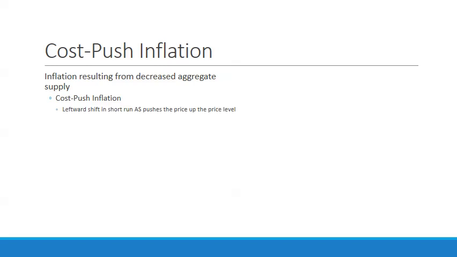Now, the other way inflation is generated is through cost push inflation. So this is inflation resulting from decreased aggregate supply. So whenever we see a shift in aggregate supply here, we're talking about, of course, a situation creating inflation or deflation. In this case, whenever we see cost push inflation, what we're seeing is a leftward shift in short-run aggregate supply, and that pushes up the price level.